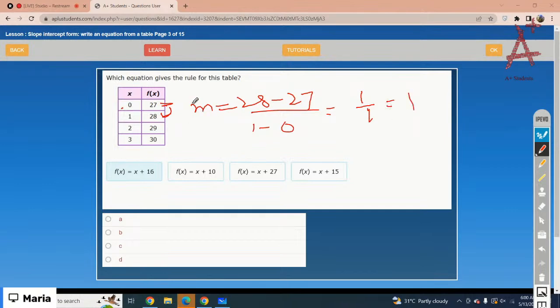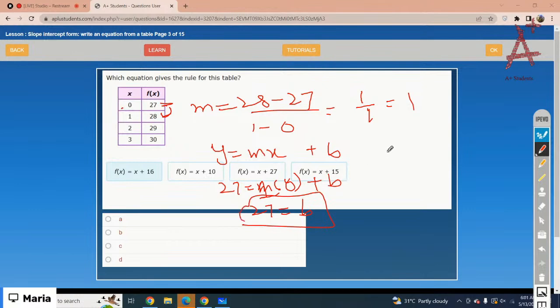Now you can use any of the 2 points and calculate the y-intercept. I'm using the first point, x is 0. It would be 27 equals 1 times 0 plus b. So it would be 27 equals b. That means the y-intercept would be 27. So the equation would be y equals 1x plus 27. Got it? So option number C is the correct option. It is y equals x plus 27.